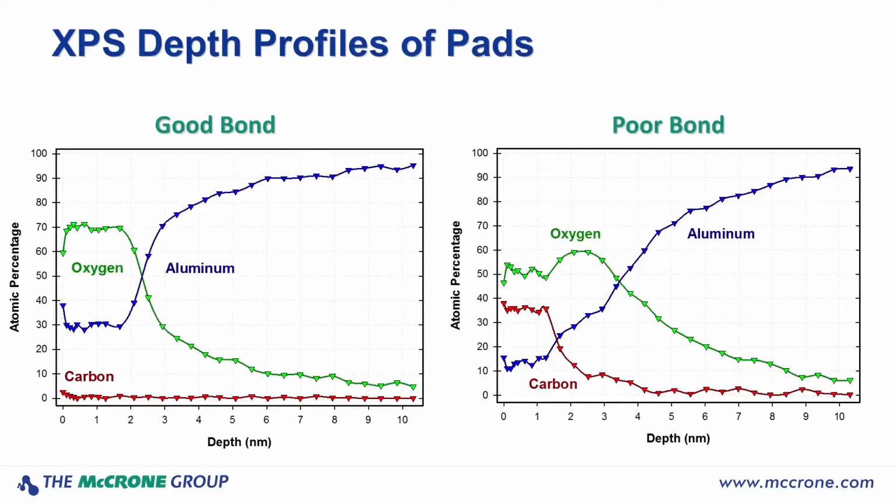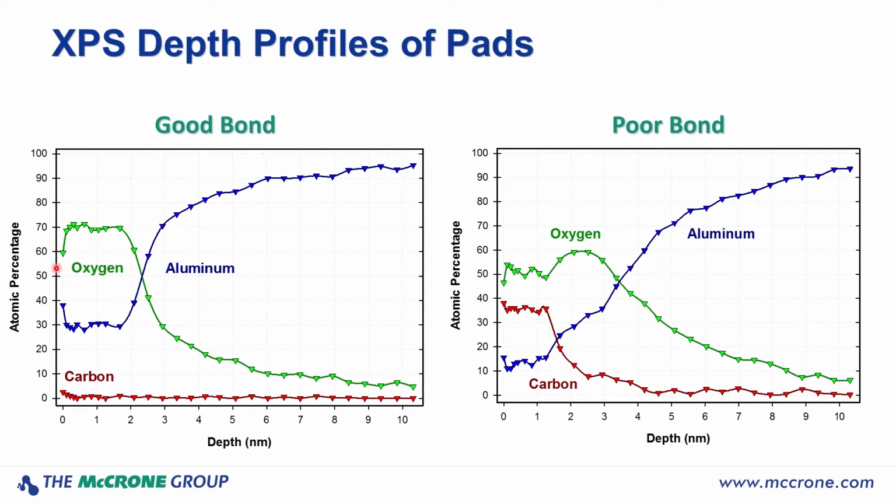These are depth profiles from one area on a good wire bond pad and one area on a poor pad. If we start with the good pad, here we've plotted the depth into the sample versus the atomic percentage, and we've measured 3 different elements: oxygen, aluminum, and carbon. As we suspected from our previous results, carbon is low throughout the entire profile. We don't see an enhancement or very little enhancement of carbon on the surface of the sample.